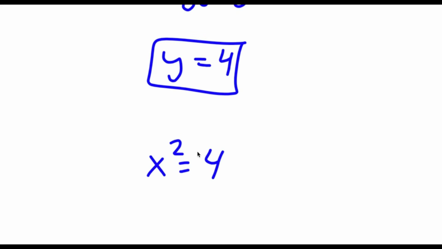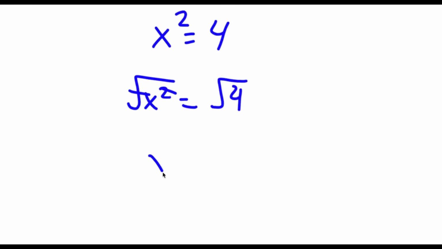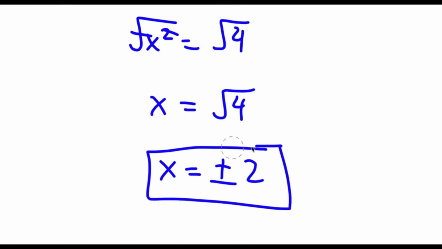So now to solve this, I'm going to simply take the square root on both sides. So these two cancel out. Now I'm left with x is equal to the square root of 4. Now the square root of 4 has two solutions. I have positive or negative 2. So these are my two solutions to this problem.